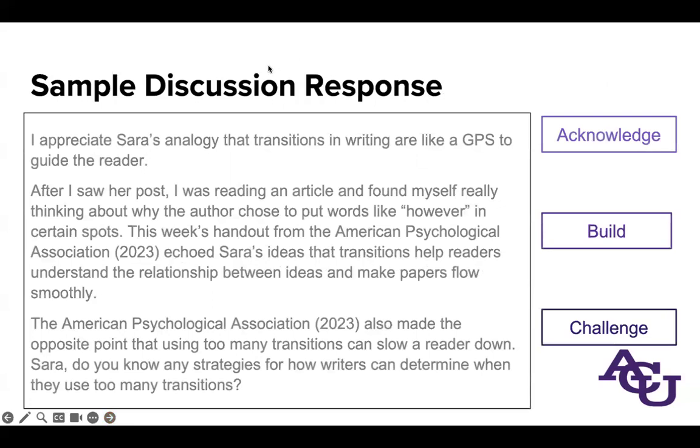Okay, so pretend that Sarah wrote a discussion post about why transitions are important in writing. That sounds like something I would write. I know. So I've used the ABC approach to respond to Sarah's fictitious initial discussion post. So first I would acknowledge what Sarah wrote. I appreciate Sarah's analogy that transitions in writing are like a GPS to guide the reader. So I'm saying thank you, and I'm summing up what she said.